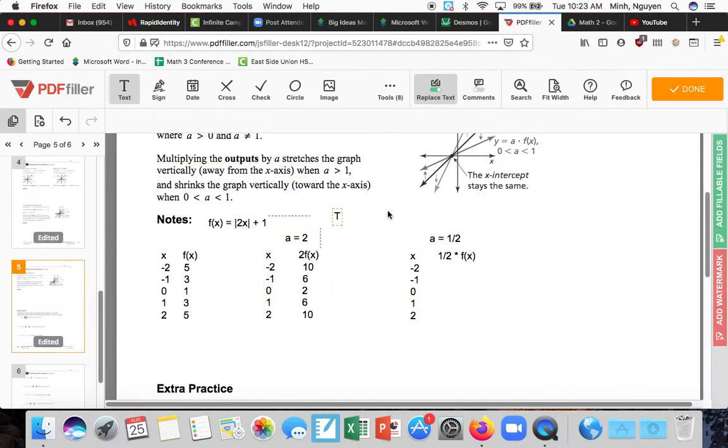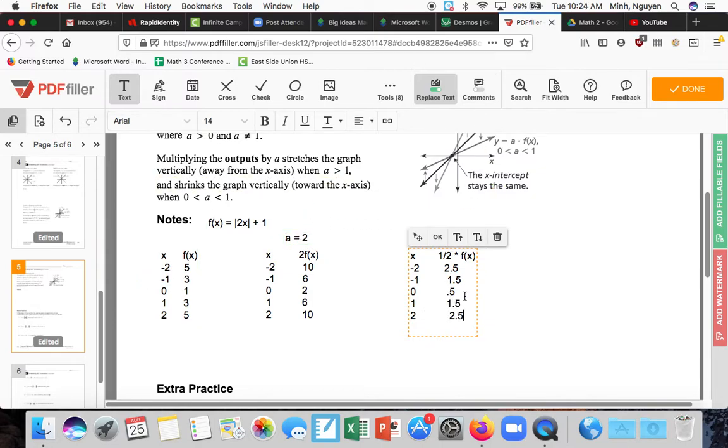Next, let's look at a vertical shrink. So a is 1 half, so we're going to say 1 half times the output. So 1 half times 5 is 2.5. And then 1 half times 3 is 1.5. And then 1 half times 1 is 0.5.